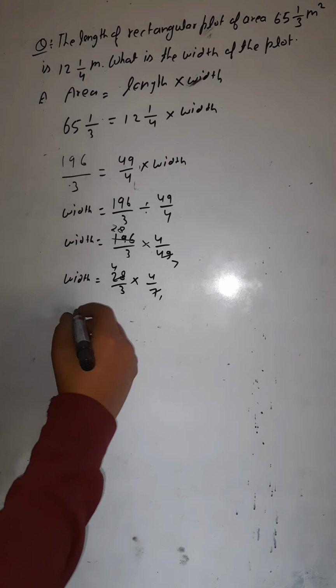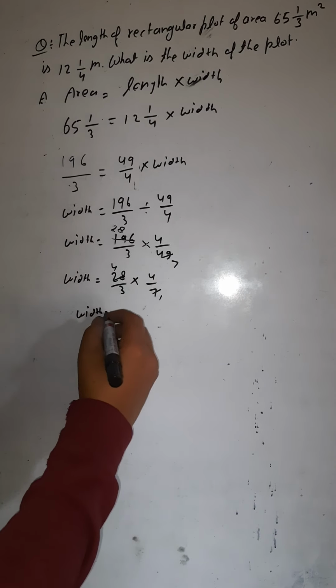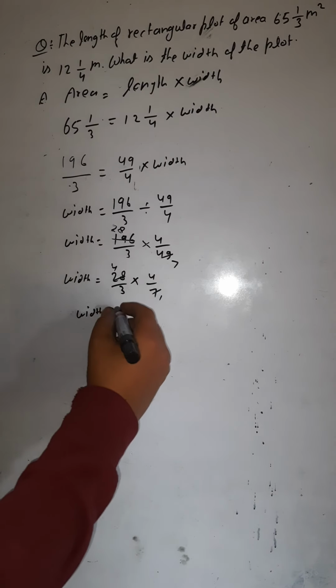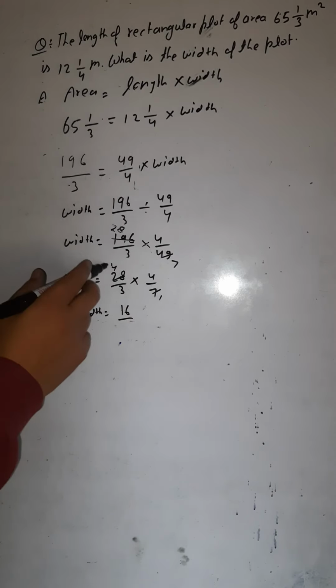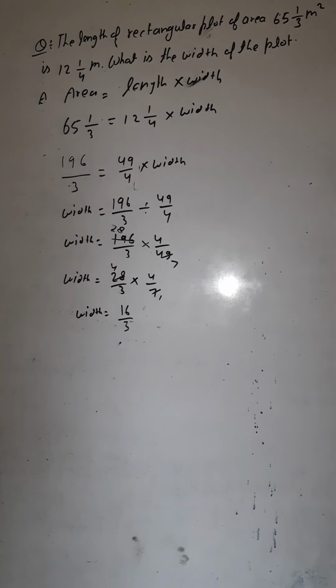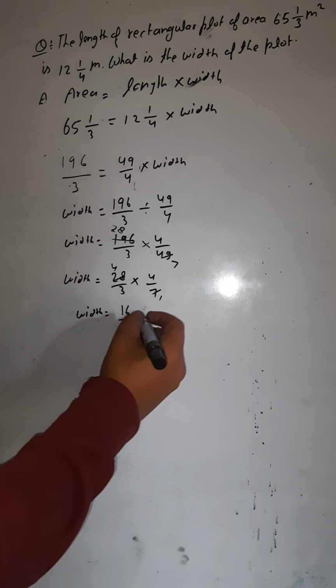So answer would be how much? So you have the answer. Width is equals to, what is left here? 4. 4 4 ja 16. Downside 3 1 ja 3. So this is the answer. This would be the width of the rectangular plot. Answer would be in meter.